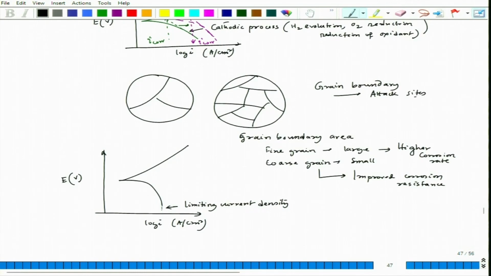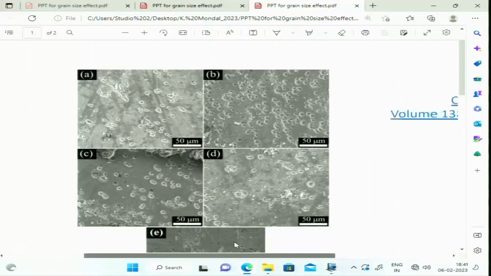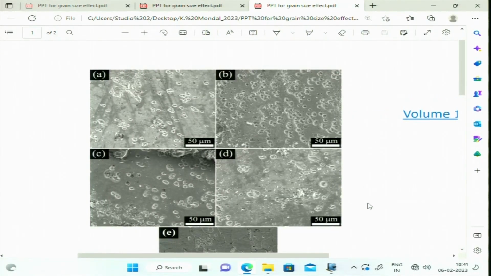Let us see whether we have some proof for it. For that, I would like to show you one particular result from a literature. So, the literature is this one. In fact, this is one of our works. What we have done is we have tried to create a different grain size in a single composition steel.